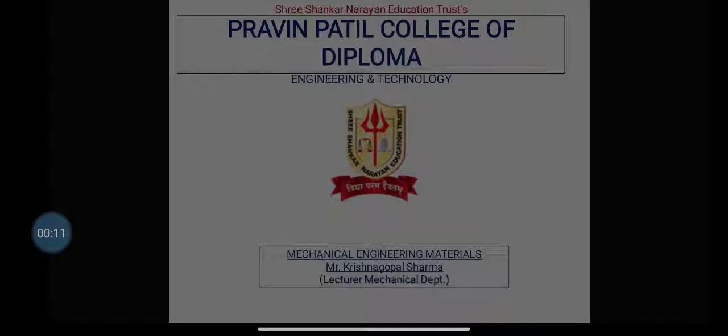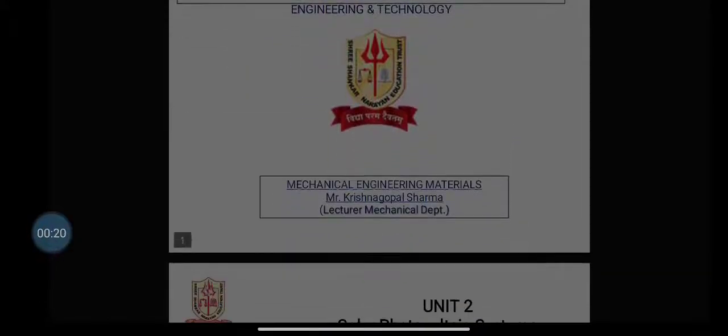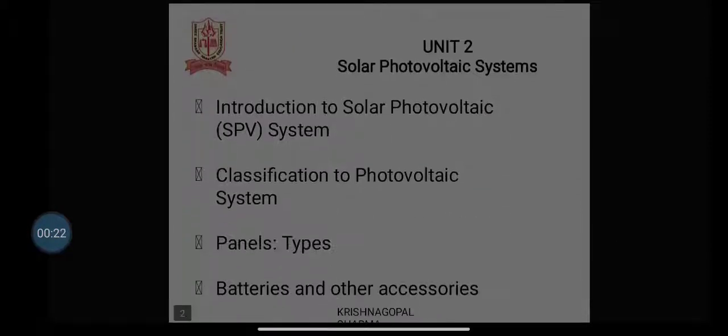Today we will discuss renewable energy technologies, which is a subject in the 6th semester of Mechanical Engineering. Today we will discuss unit number 2, which is solar photovoltaic systems. In this we will study the introduction of solar photovoltaic, that is the SPV system, classification of photovoltaic systems, panel types, and batteries and other accessories.